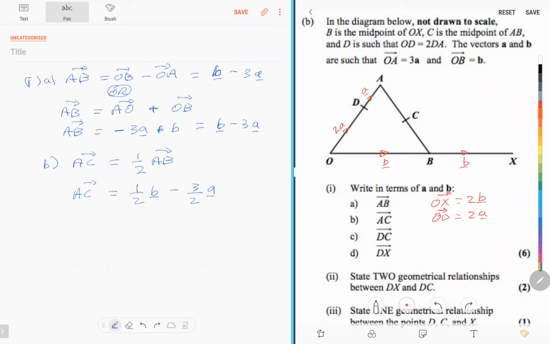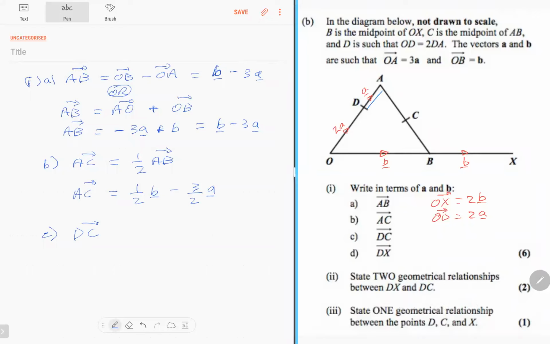The next part wants DC. We can use the diagram or we can use calculation. Since the diagram is there, let's use the diagram. So part C wants us to do the vector DC. Look at the diagram. How can we go from D to C? We can go D to A and then A to C. So it's DA plus AC.